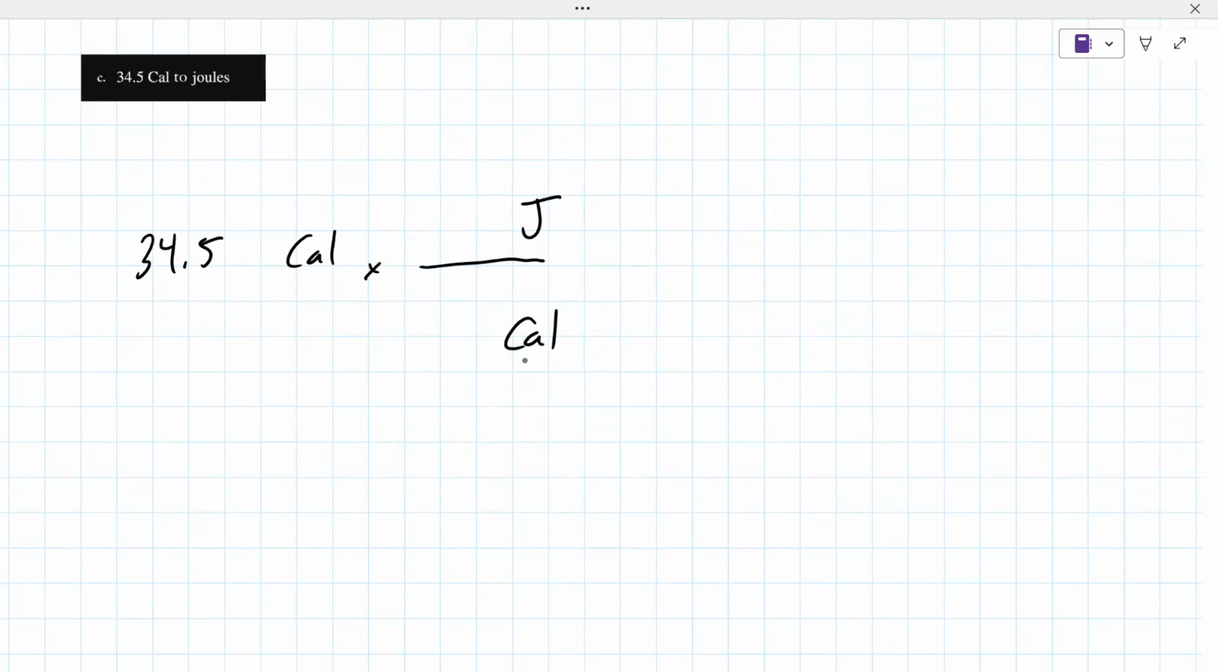Is it how many calories are in a joule, or how many joules are in a calorie? It's the same conversion. Wait a minute. Is it 4.187? Because my teacher gave us 4.184 in my notes. I mean, there are different ones. I've always used 4.187. You should use what your teacher has been using.